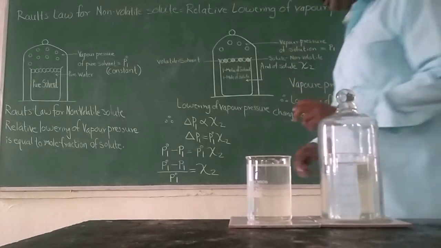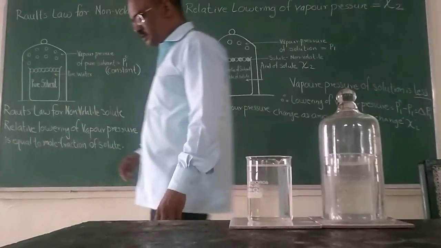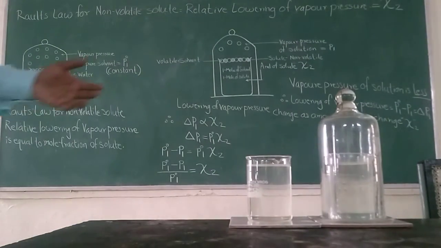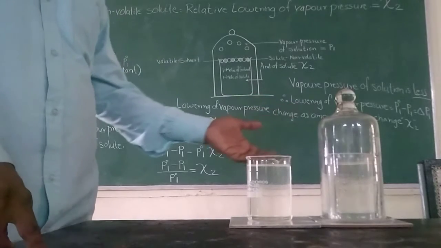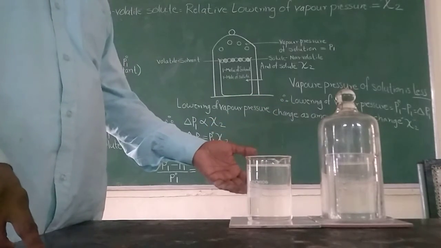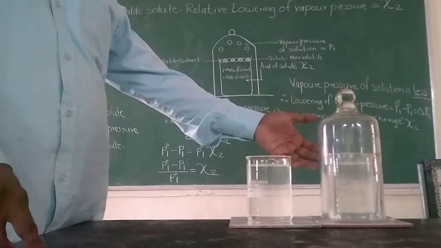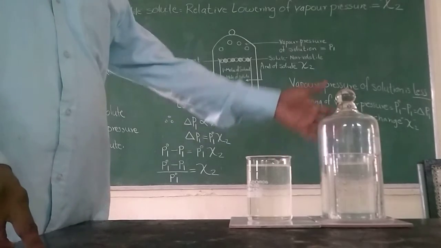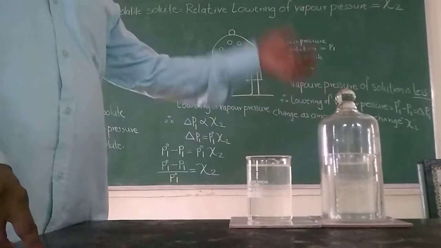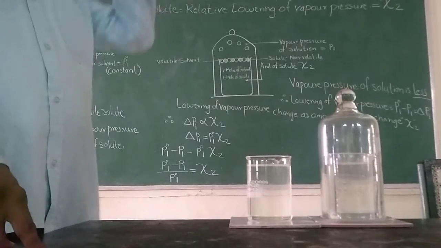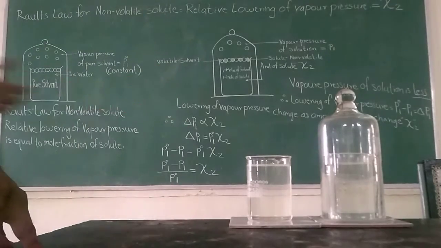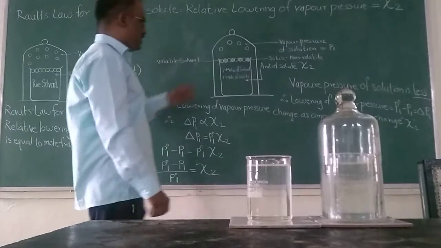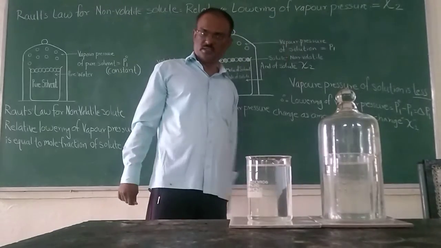Okay, I have kept the gas jar on it. Now the vapor pressure produced in this solution. Now this is the solvent, water only, pure water, and this is solvent plus solute, that is the solution. Okay. So now here the solution will also produce the vapor pressure, but the vapor pressure produced by the solution is less. Why is it less?